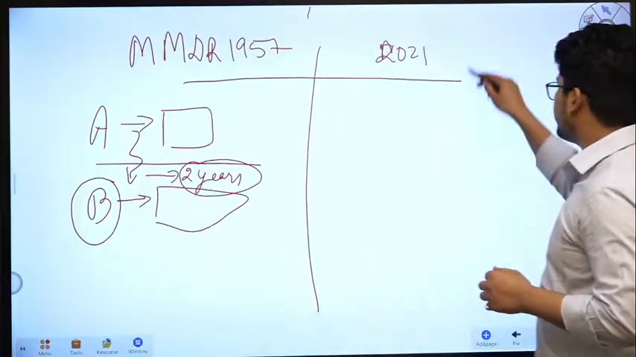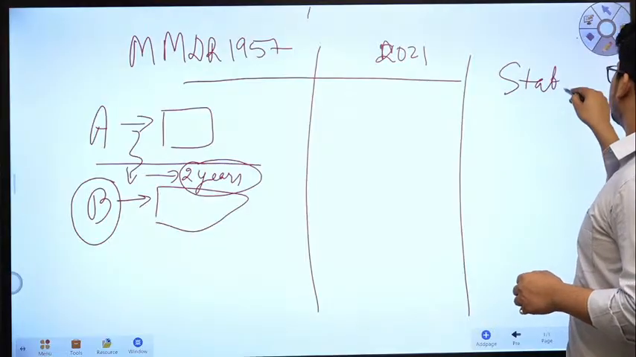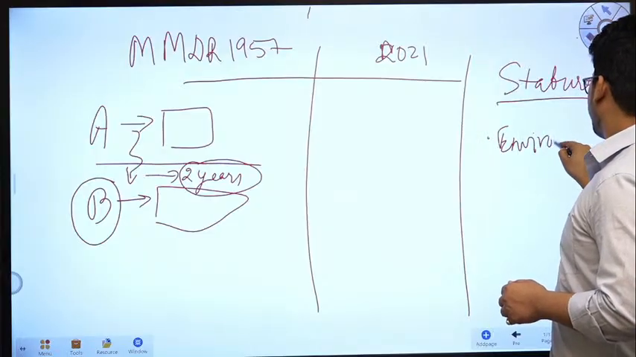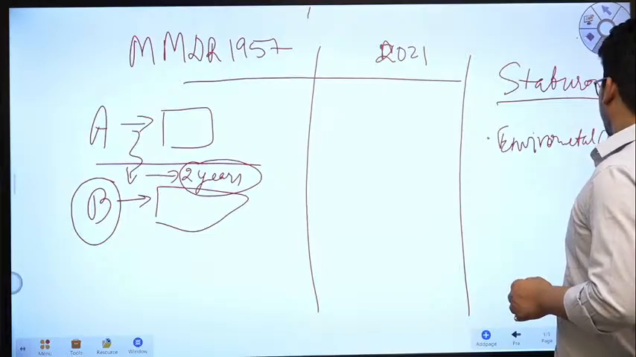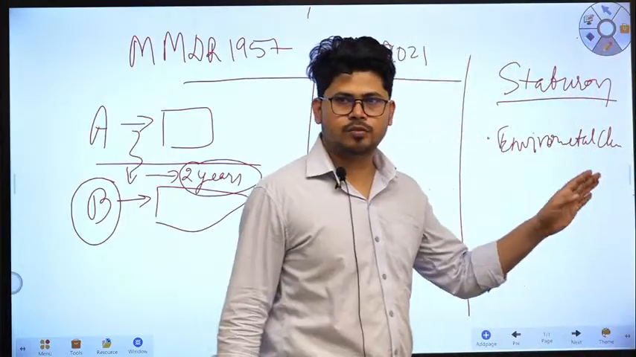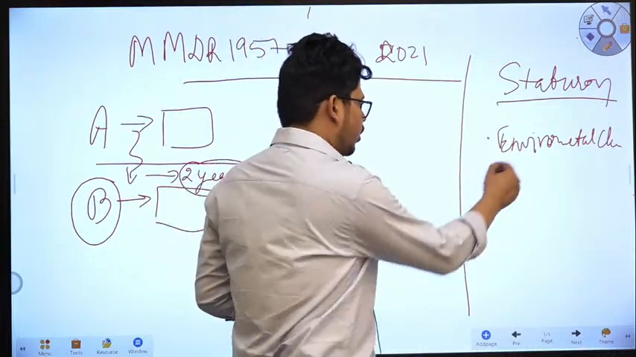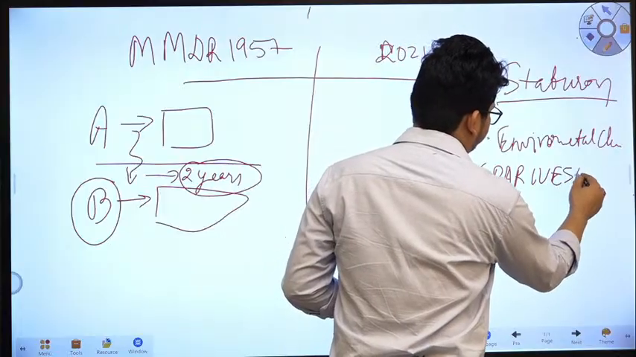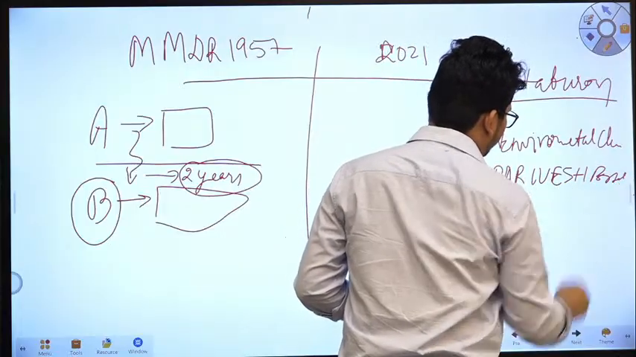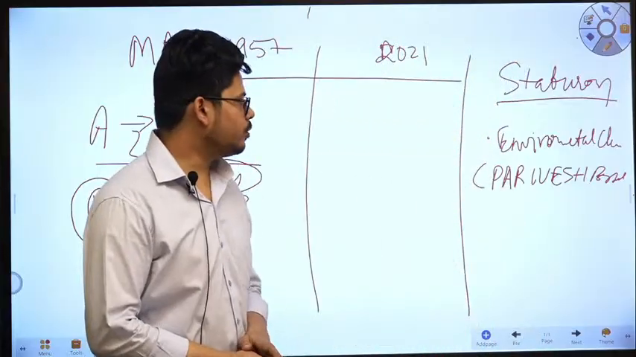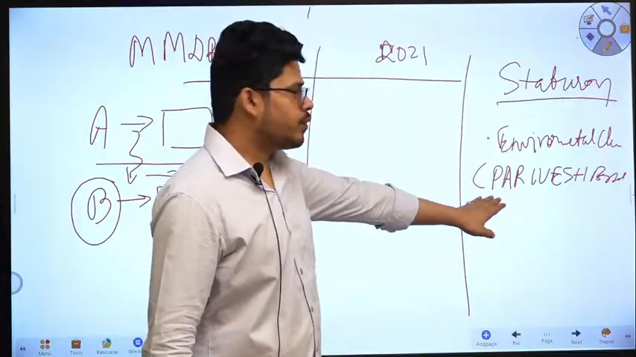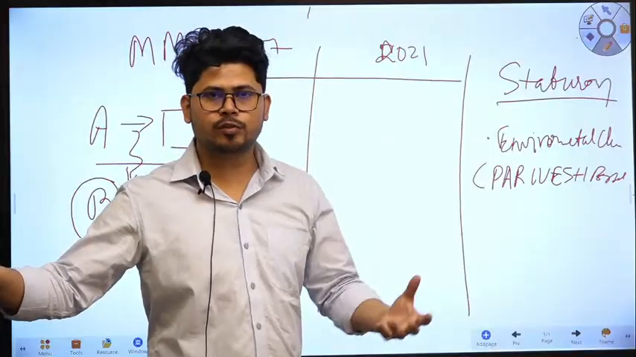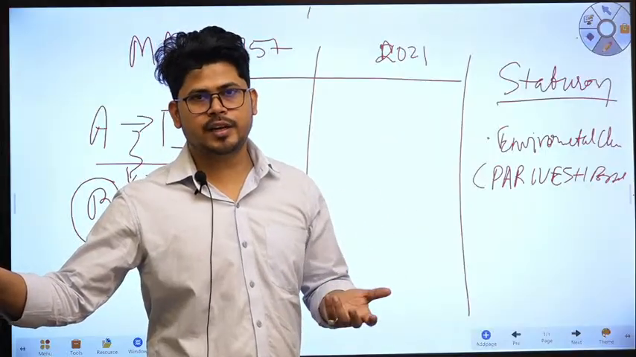ठीक है? अब ये statutory clearances होते क्या हैं? Statutory clearances, okay. The first one is environmental clearance. Environmental clearance, Ministry of Environment, Forest and Climate Change provide करता है. For this, a Parivesh portal has also been launched. This is also important from current affairs point of view. ठीक है? Parivesh portal is a single window clearance portal to apply for all kind of environmental clearances that a mining or a company may need. ठीक है?